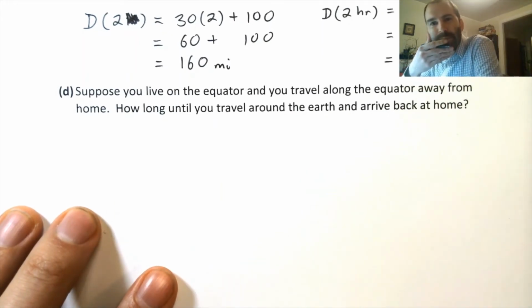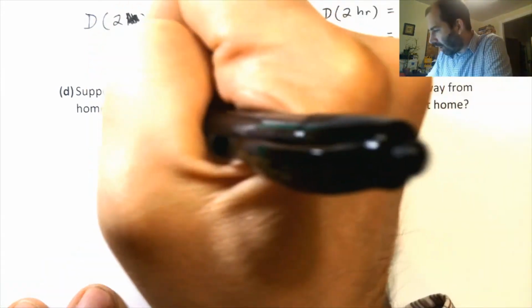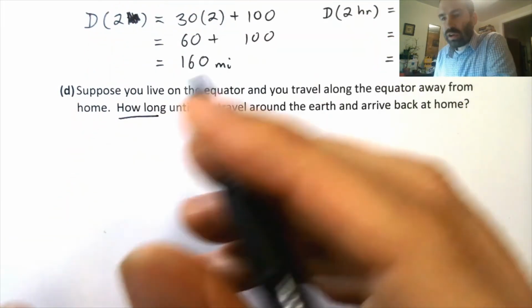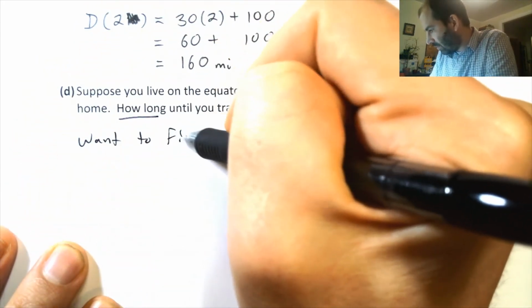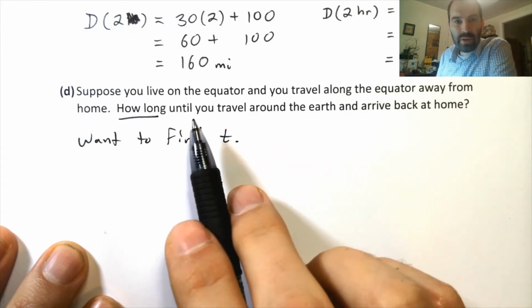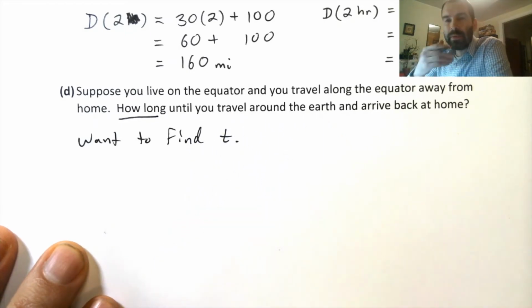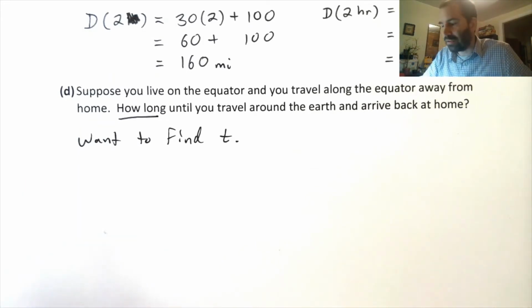Let's see. What are we asking? How long? So we want to find t. So t is an unknown. Travel around the Earth. Well, do I know the distance? Well, maybe not offhand, but I could figure it out.